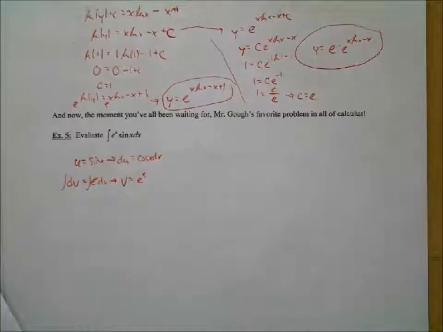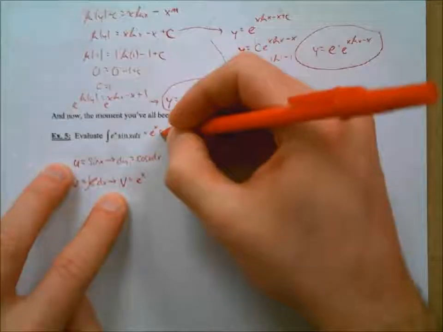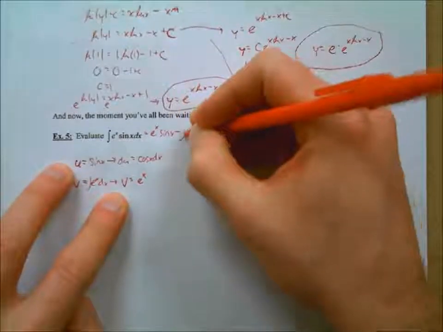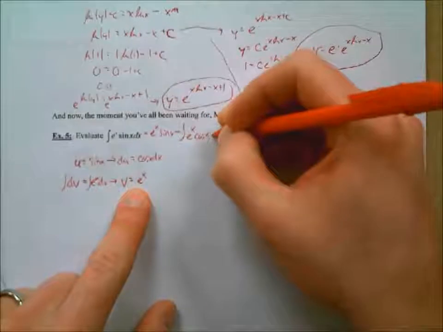Okay, so easy enough here. uv, so e to the x sine x, minus the integral of v du, which is e to the x cosine x dx.